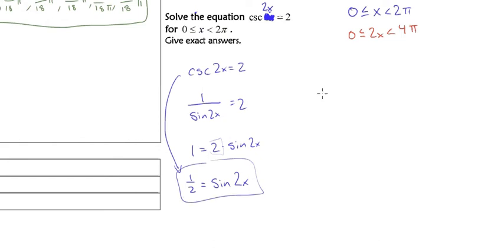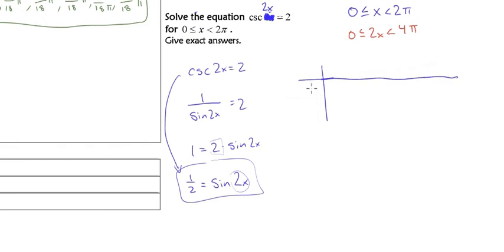So if we're thinking about the unit circle, where would we have sine of something being equal to 1/2? That's going to be at a 30-degree angle, or a pi over 6 angle, in radians. And so let's go ahead and start filling out our chart here. These lines are getting worse and worse.